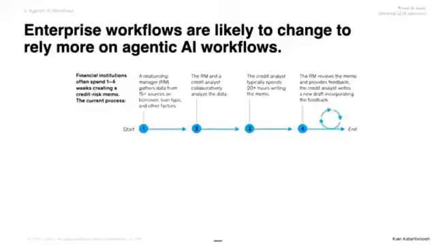Here's another example from enterprise workflows, which are likely to change due to agentic AI. This is a paper from McKinsey, I believe from last year, where they looked at a financial institution and said, we observed that they often spend 1 to 4 weeks to create a credit risk memo. And here's the process. A relationship manager gathers data from more than 15 sources on the borrower, loan type, and other factors. Then the relationship manager and the credit analyst collaboratively analyze that data from these sources.